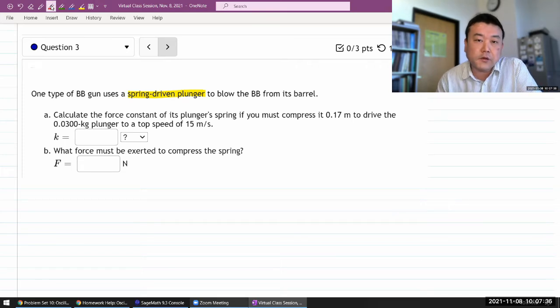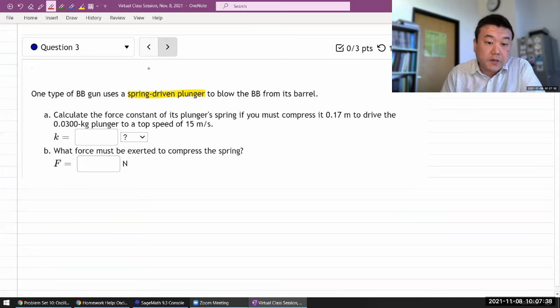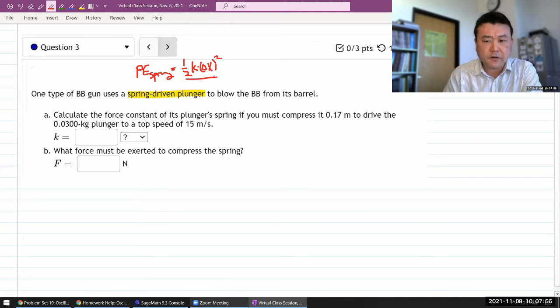Back when we were doing conservation of energy, we covered the spring potential energy. We have a spring potential energy that has this form, 1/2 times the spring constant times the displacement squared. I have a feeling that's going to be useful here, so let me write it down so I have it available to blow the BB from its barrel. The BB here is just something with some mass that might be relevant somehow.